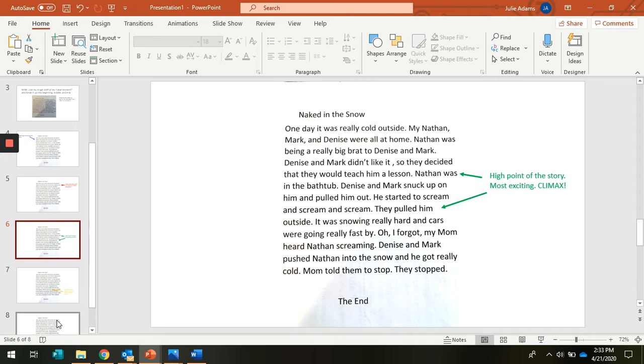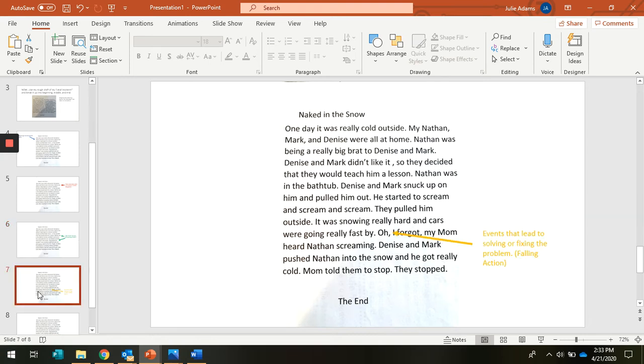All right, this is the climax of my story. This is the high point of the story, the most exciting. Nathan was in the bathtub. Denise and Mark snuck up on him and pulled him out. He started to scream and scream and scream. They pulled him outside. It was snowing really hard, and cars were going really fast by.